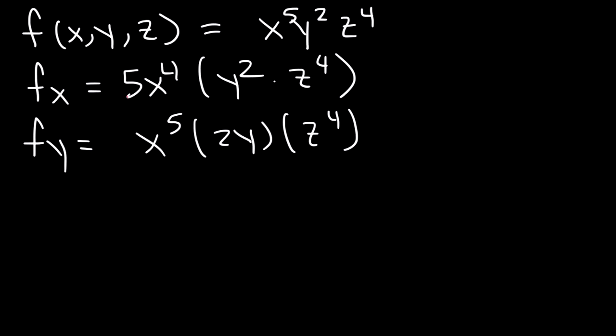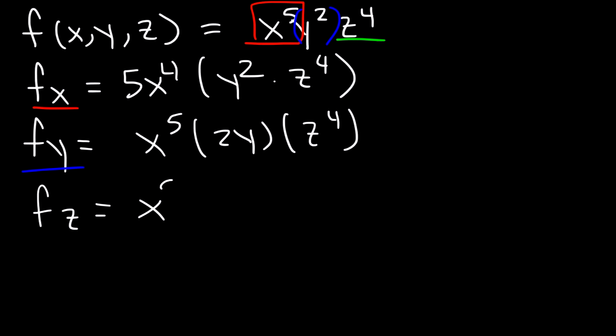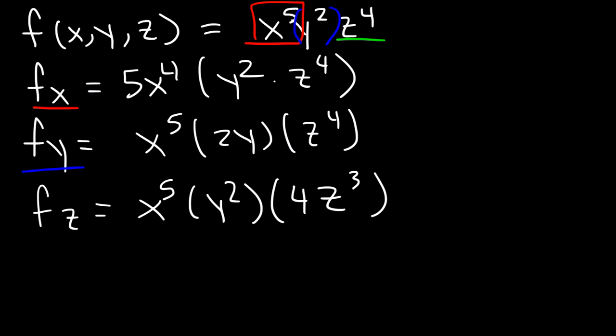So when looking for f of x, differentiate just x to the fifth. When looking for f of y, differentiate only the y squared part. And when looking for f of z, differentiate just the z to the fourth part. So f of z is going to be x to the fifth, y squared, times the derivative of z to the fourth, which is 4z cubed. And so that's how you can find a partial derivative with respect to x, y, and z.